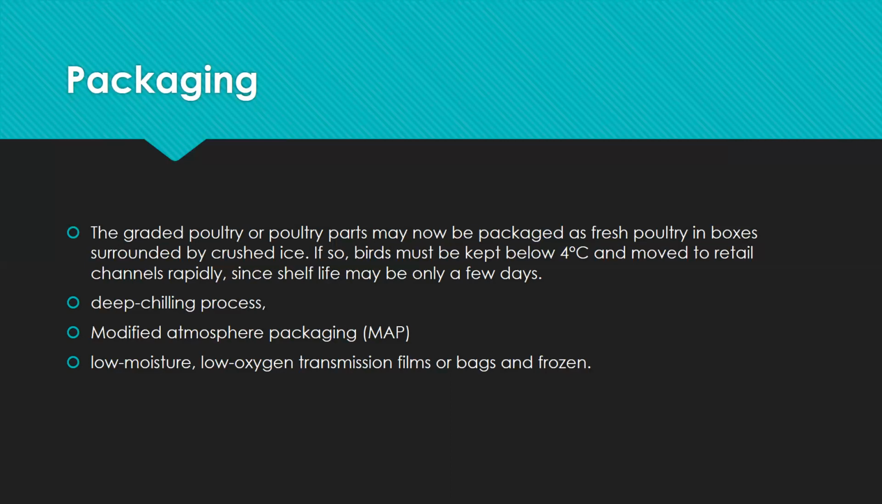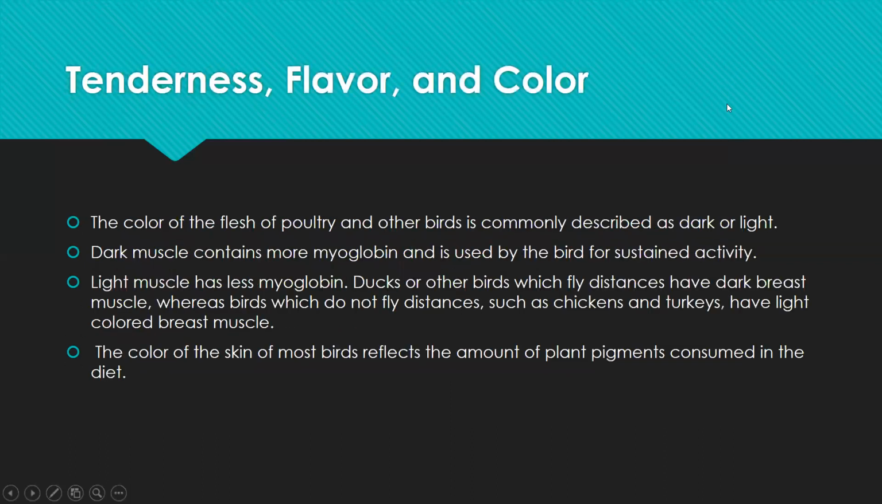And in order to prolong storage life, they can be individually wrapped in low moisture, low oxygen transmission films or bags, and then they are frozen. So these are the methods which are utilized for packaging of poultry meat.